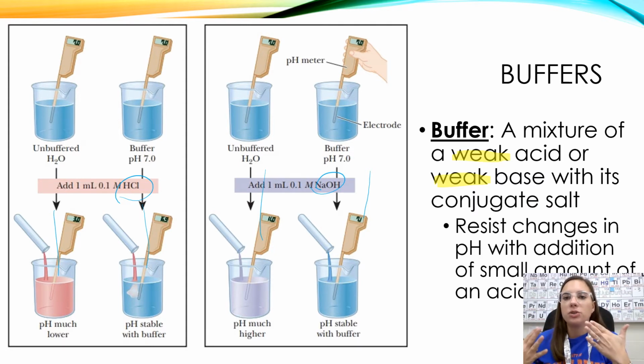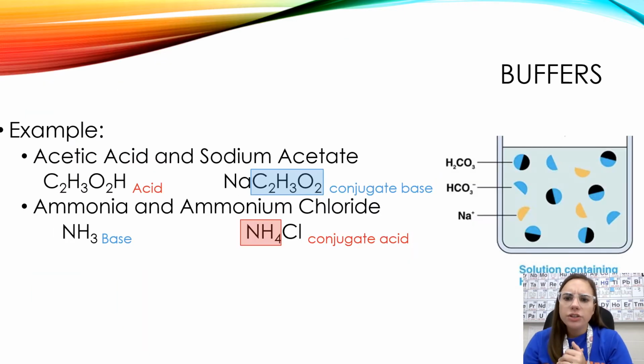But that's by definition what a buffer does. It resists changes in pH. It keeps pH relatively constant. Okay, so for example, we could have a buffer made up of acetic acid and sodium acetate. So there's a weak acid and its conjugate base.